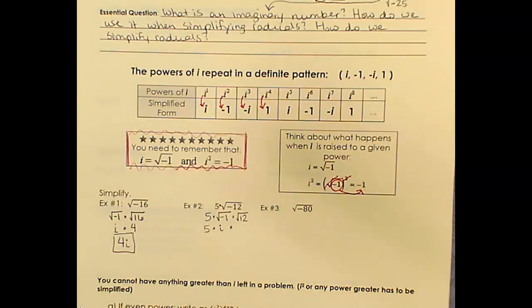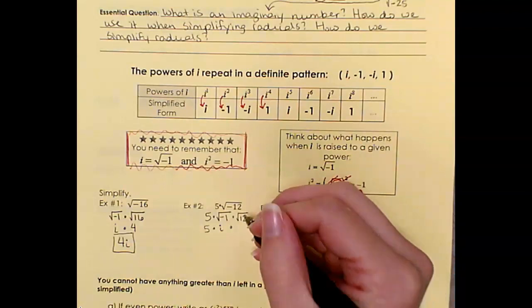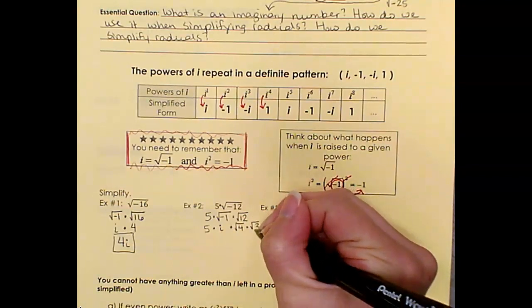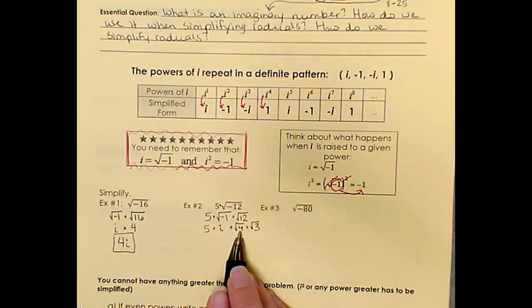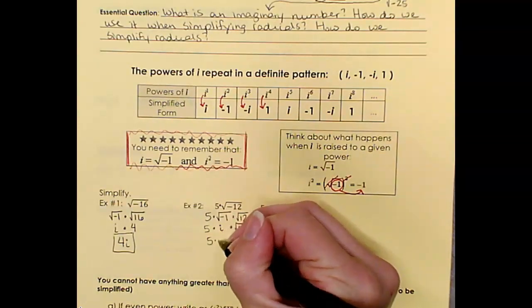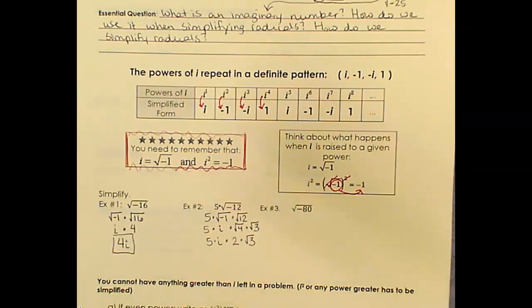So think about what 2 factors give you 12. And your preference is to pick a pair of factors that has at least one perfect square. I could break it up into the square root of 2 and the square root of 6, but I'm going to break this up into the square root of 4 and the square root of 3, because the square root of 4 is 2. 4 is a perfect square. So I have 5 times I times 2 times the square root of 3.